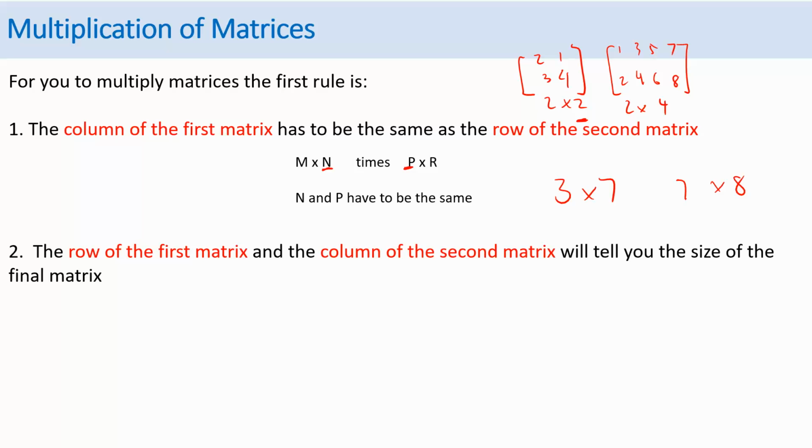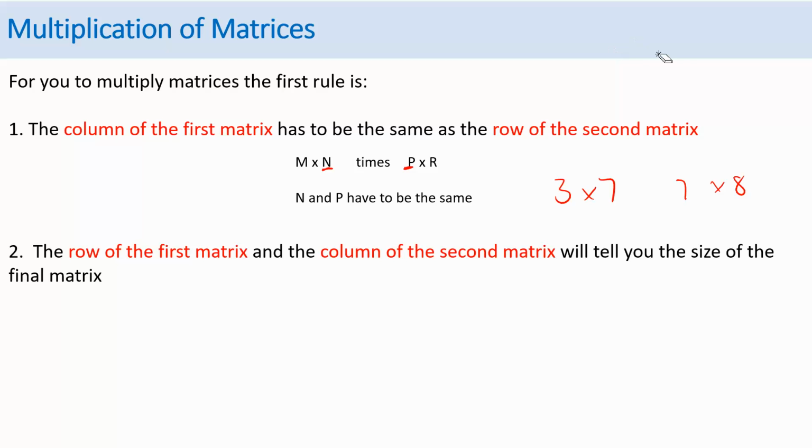I haven't shown you how to multiply yet. I'm just telling you the 2 rules that you have to follow first before you can multiply. Rule number 1, the column of the first has to be the same as the row of the second. Rule number 2, the result will be 3 and 8. Let's make sure to copy that down, because in the next example, that's the key. Next example, it's where it gets tricky.